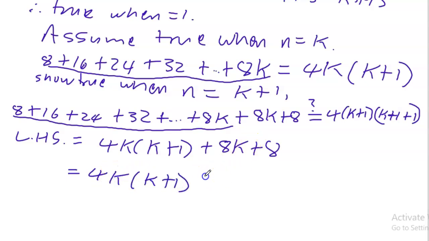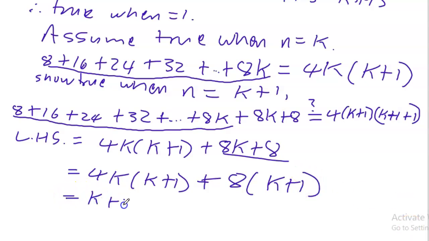So notice, we have 4k into k plus 1. In this term we can factor 8. So factor 8, we have 8 into k plus 1. Notice k plus 1 is a common factor. So we can factor k plus 1. And then in the other bracket, factor k plus 1. In the first term we're left with 4k, and we'll be left with 8 here. Now, is this the same as the right hand side?